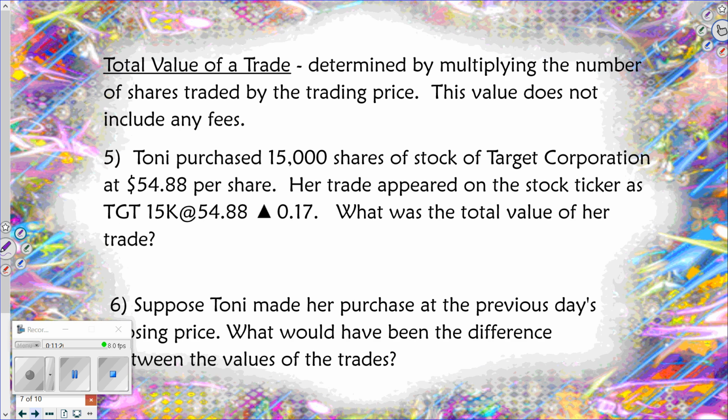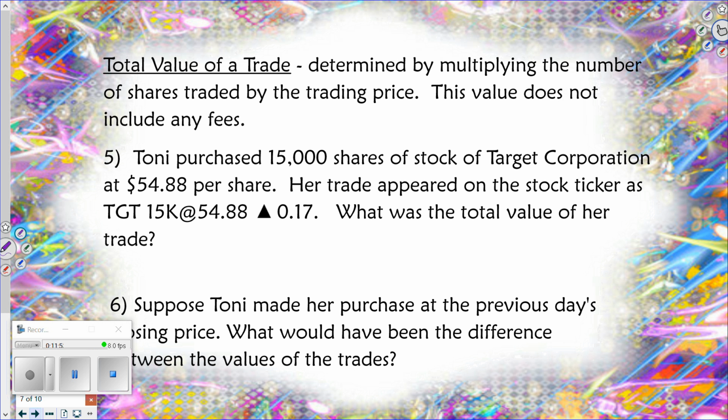All right. So the total value of a trade is determined by multiplying the number of shares traded by the trading price, which we already kind of talked about. This value, though, does not include any fees. We have another section talking about fees, okay? So right now we're just talking about straight value without fees taken out of it.